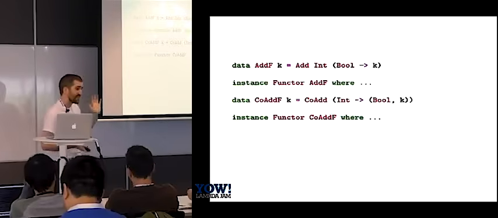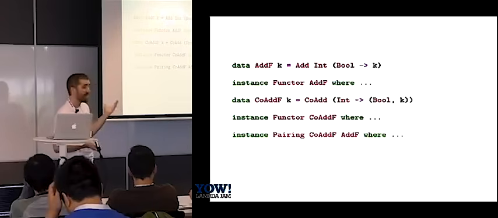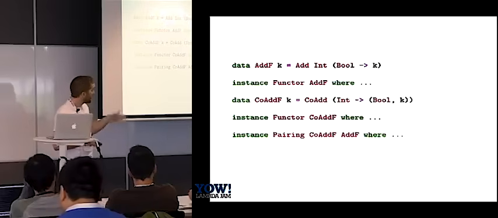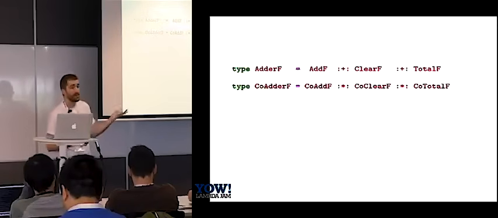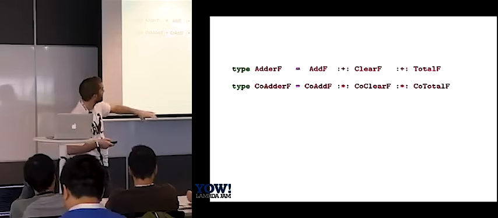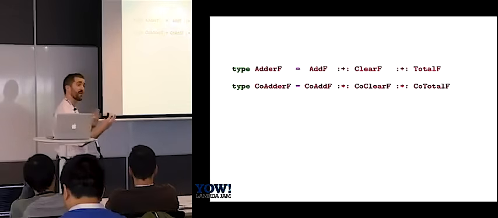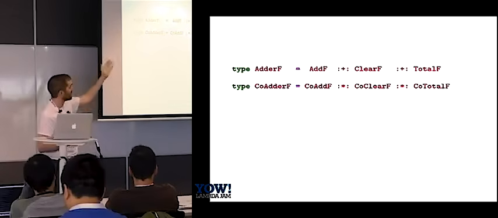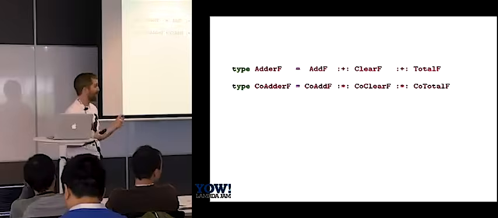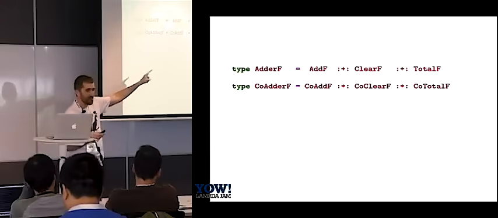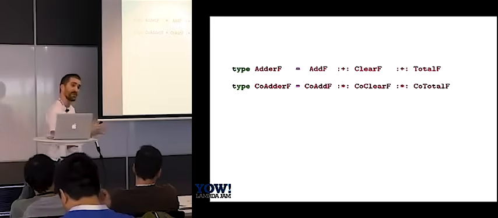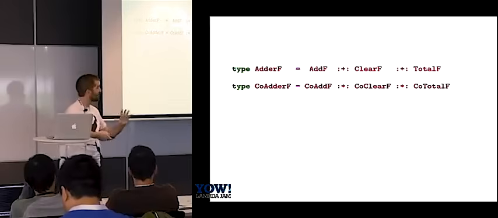They have functor instances, pretty trivial, and they have a pairing. And we can do the same for clear and for total. And we can do it for coadd and co-clear and co-total. Now we can just type alias the product sum of them, and we have something that's exactly equivalent to our old adder. And the kicker is that we can do the functor products for the co-adder, co-clear, and co-total, and we've recovered our co-adder. So we have our independence of our parts now.